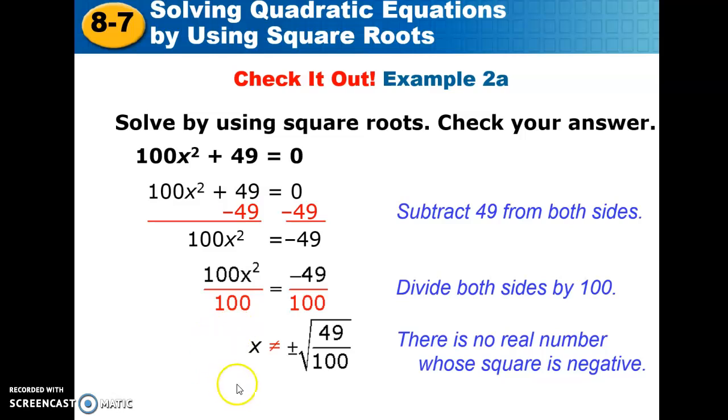I don't like the way they wrote this. You would just write no solution. Okay.